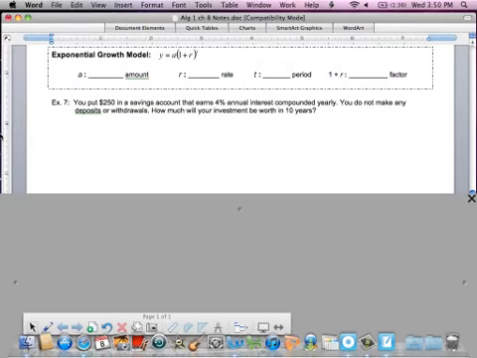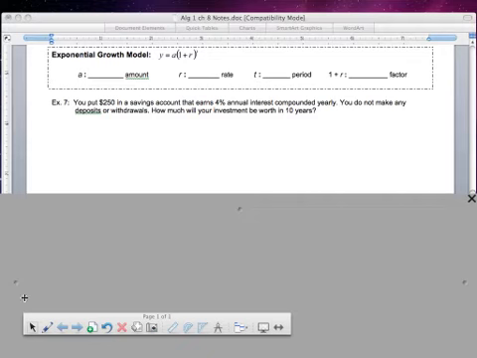So the last 2 days in class, we've discussed exponential growth and exponential decay functions. And today, we're going to look at exponential growth models and exponential decay models and see how these exponential functions relate to some things that we can apply in the real world.